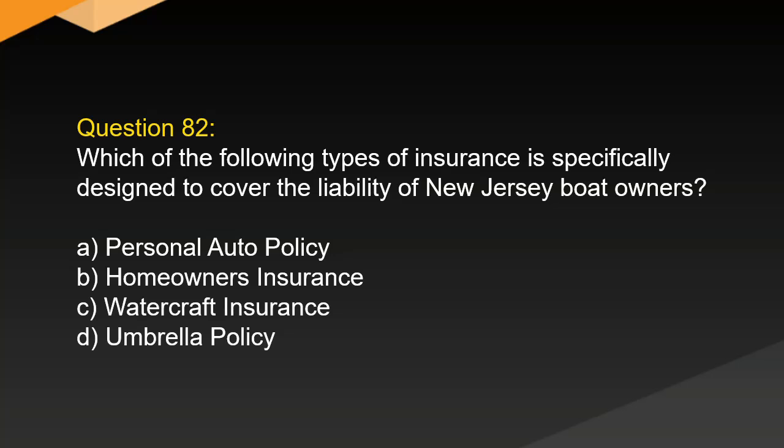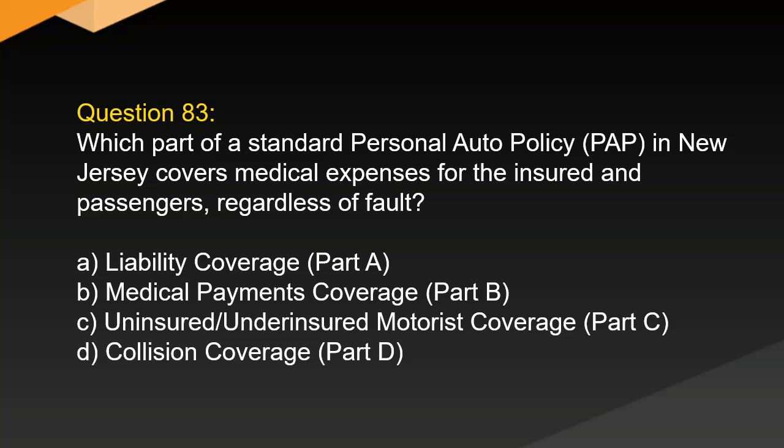Question 82. Which of the following types of insurance is specifically designed to cover the liability of New Jersey boat owners? A. Personal auto policy. B. Homeowners insurance. C. Watercraft insurance. D. Umbrella policy.